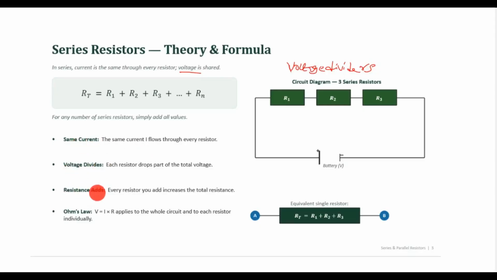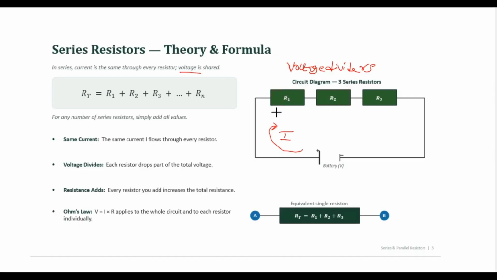Resistance adds. Every resistor increases the total resistance, and then Ohm's law applies to the whole circuit, and to each resistor individually. So if you have resistors in series, this is your battery. Current is flowing conventionally in this direction from the battery through these resistors. So this current flows through R1, R2, and R3.